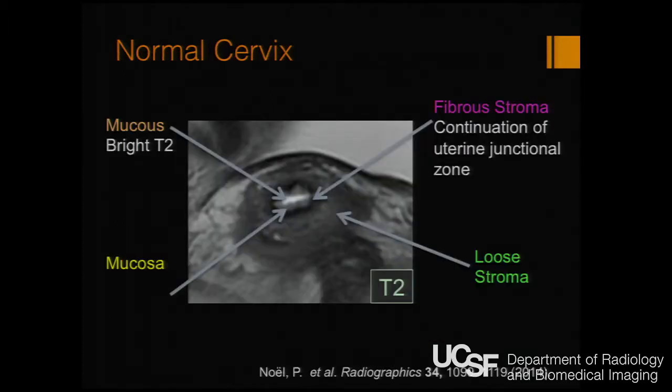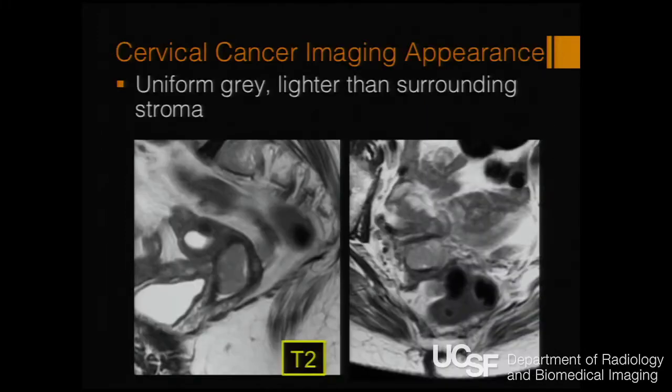The normal cervix has 4 layers. It's going to be the mucus, that inner layer, the bright T2, and then there's the mucosa, which is just outside of that, and the dark fibrous stroma. And that dark fibrous stroma is continuous with the junctional zone of the uterine corpus. And then the loose stroma on the outside, which is continuous with the rest of the uterine body.